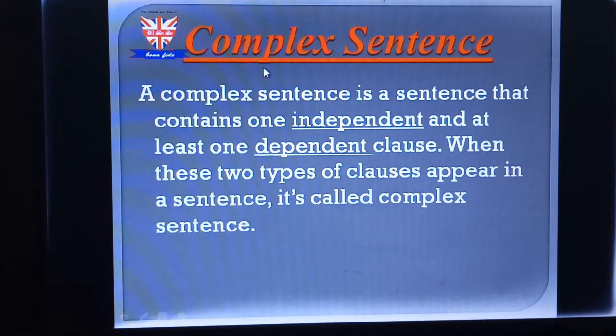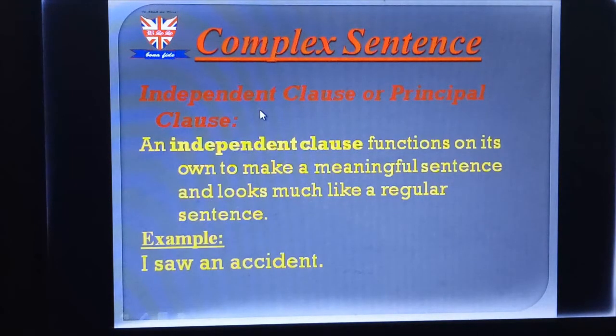Okay, let me remind you of something that we have done in the previous video: what is an independent clause. An independent clause functions on its own to make a meaningful sentence and looks much like a regular sentence. In another way, we can say that an independent clause is a complete sentence. It's a meaningful complete sentence. You can see the example: I saw an accident. It's a complete sentence.